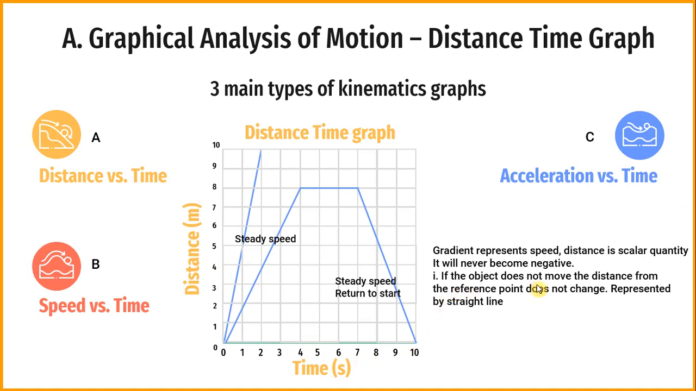If the object does not move, the distance from the reference point does not change. Here you can see a steady speed. After some time, at 4 seconds, the line slants, and it becomes no change at all, stagnant. And now the steady speed returns to the start. If the object does not move, the distance from the reference point does not change, represented by a straight line.